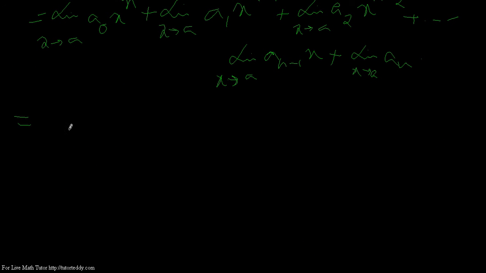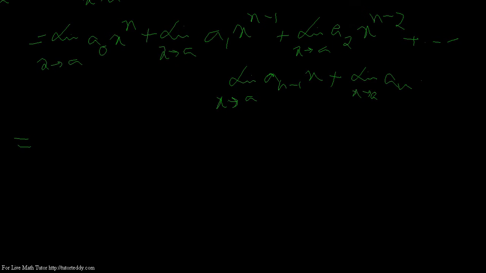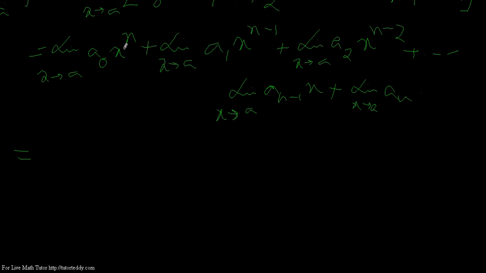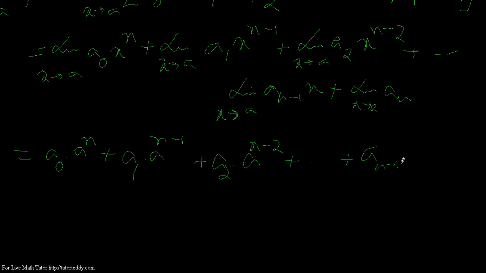Okay, so from this what do we get? Now is the time when we replace the value of x here. That means I replace x by a. So first term will be a0 into a to the power n plus a1 into a to the power n minus 1 plus a2 into a to the power n minus 2, plus it goes on till you have a(n minus 1) into a plus this an remains.